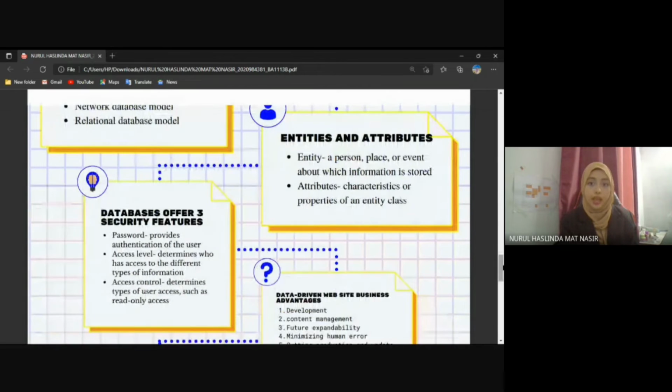Besides that, entity and attribute. The first one is entity, which is a person, place, or event about which information is stored, while an attribute is a characteristic or property of an entity class. In addition, a database will offer three security features. The first one is password, which provides authentication of the user. Second, access level, which determines who has access to the different types of information. And the last one is access control, which determines types of user access, such as read only access.